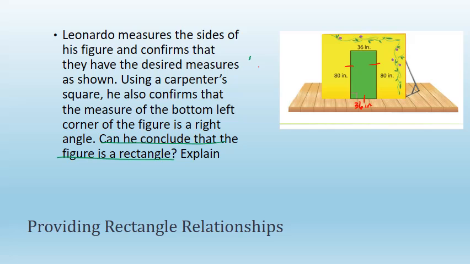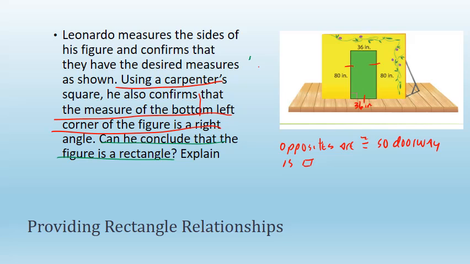So we start off by saying, as far as our explanation, that the opposite sides are congruent. So the doorway, at the very least, is a parallelogram. Now, the fact that he took this carpenter square and confirmed that this bottom left corner of the figure is a right angle, well, we got something else that we can say there.